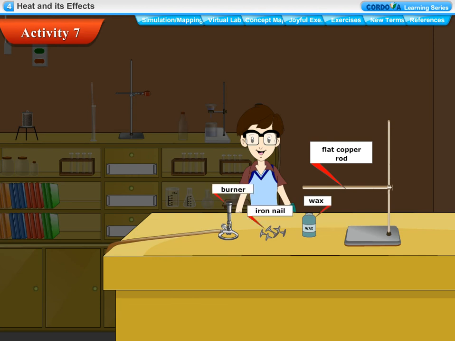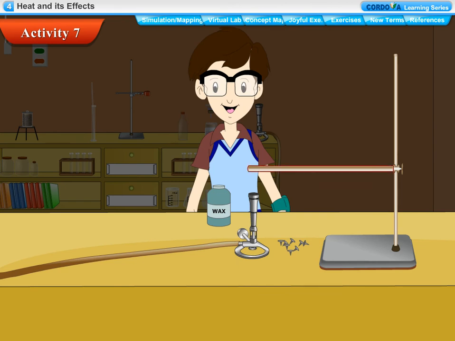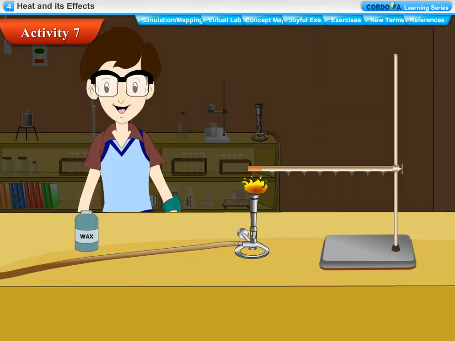Method: we take a flat copper rod and fix some small iron nails at equal gaps on it with the help of molten wax. This copper rod, along with its iron nails, is clamped to a stand as shown in the figure. Let us heat the free end of the copper rod by keeping a burner below it. Observation: we will see that the nail nearest to the heated end of the rod falls down first, then the next, and finally, the nail farthest from the flame drops off last.